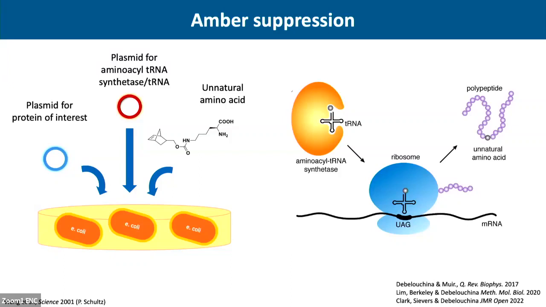And typically the ribosome will just stop there and not translate. However, because now we have a new tRNA that carries the unnatural amino acid and that can recognize this stop codon, the ribosome can now install the unnatural amino acid at that particular position. And then we end up with a polypeptide chain that contains the unnatural amino acid at your favorite position.